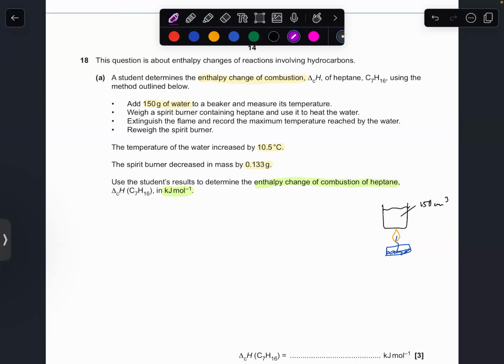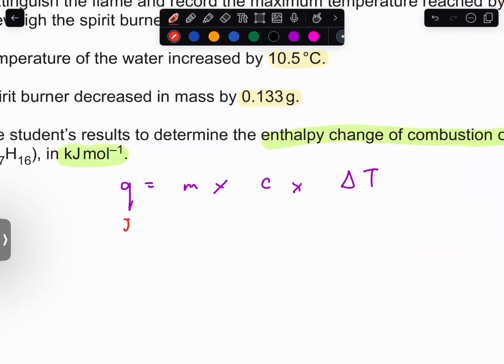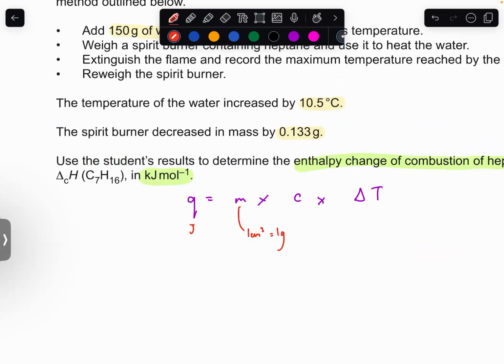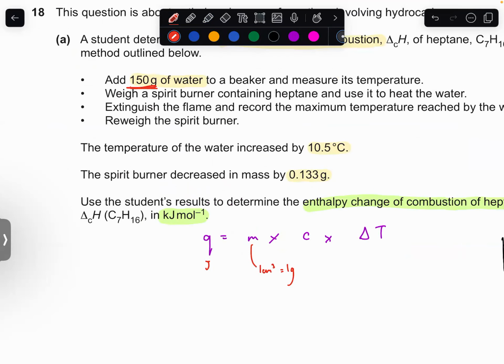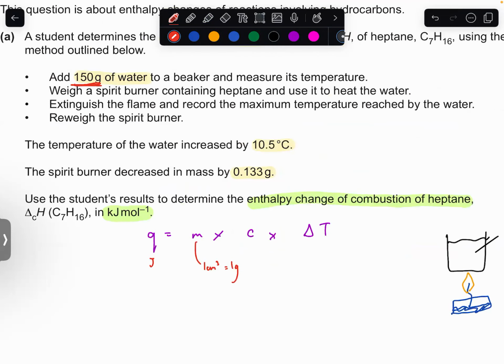What we're going to do, we're going to use the expression Q equals mc delta T. M times C times delta T. Now, a reminder of the units, Q is the energy change, which is in joules. M is the mass of water. And we assume 1 centimeter cubed of the water or the solution is equal to 1 gram. They've already given us the mass of water, which is 150 grams. We got the specific heat capacity of water.